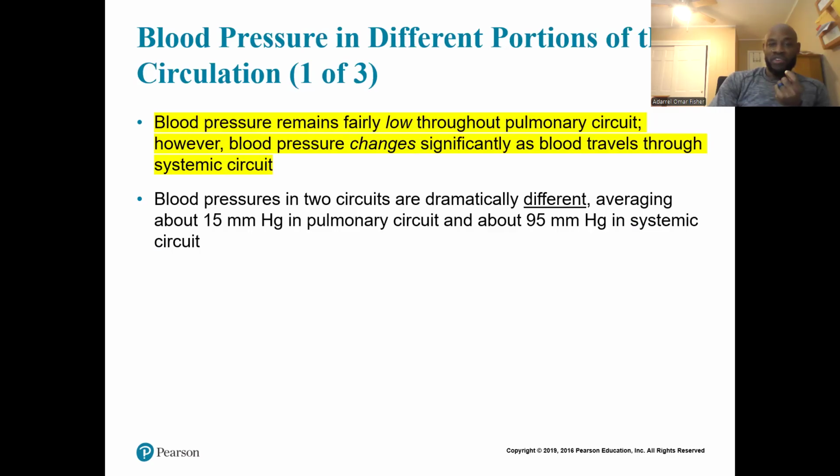So blood pressure remains fairly low in the pulmonary circuit, heart to lungs. However, blood pressure changes significantly as blood travels through the systemic circuit, from the heart through the body, delivering the nutrients and oxygen to the tissues.